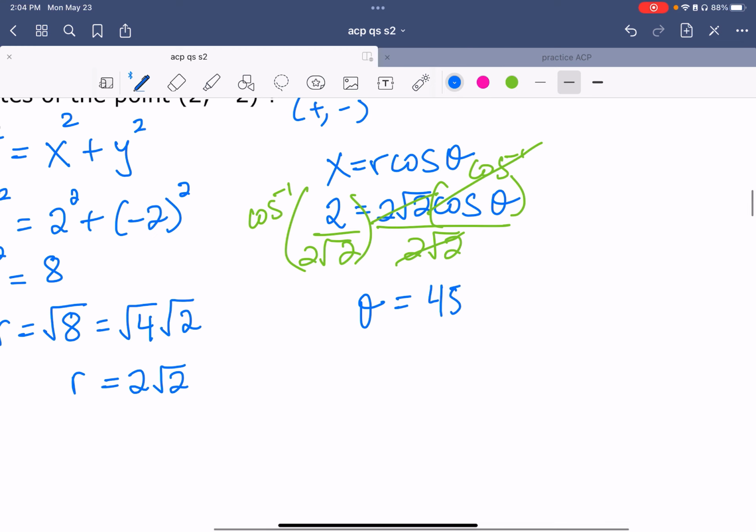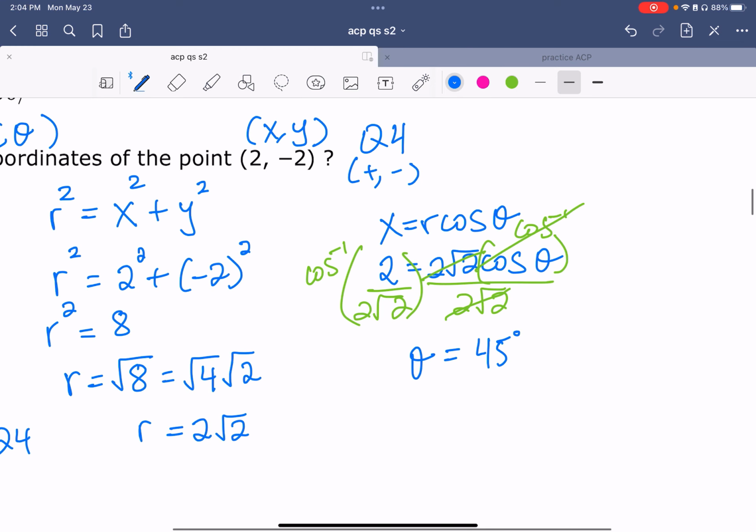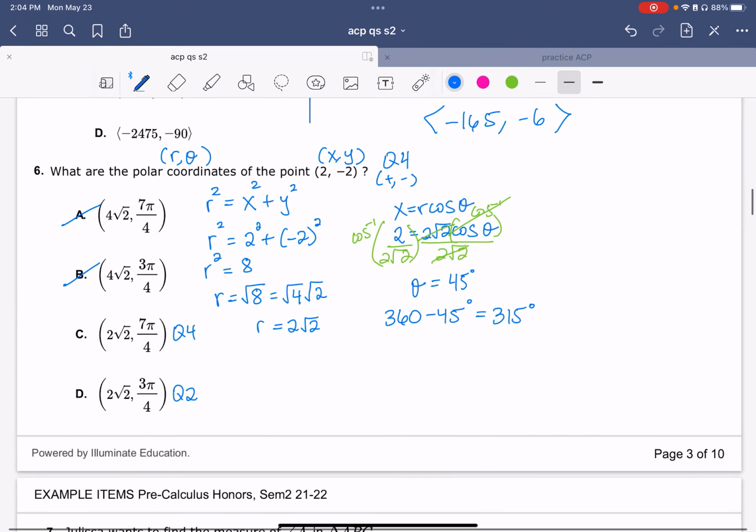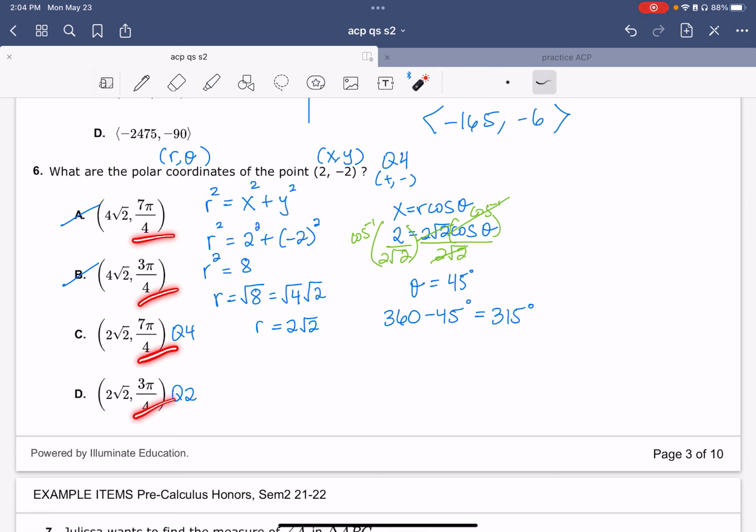But notice that 45 degrees does not appear in the quadrant that we already said. We said quadrant 4. That's in quadrant 1. So remember, if you're in the top 2 quadrants, you leave it alone. If you're in the bottom 2 quadrants, you have to subtract from 360. So 360 minus 45 gives you 315. So that's the correct angle, but none of these angles are in degrees.